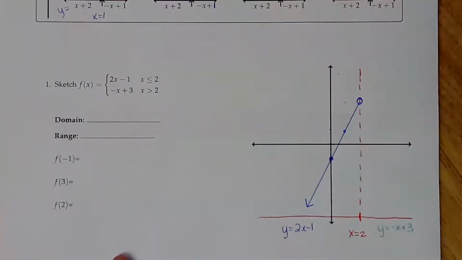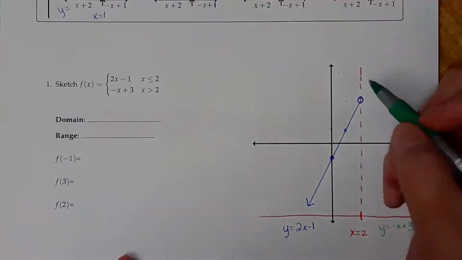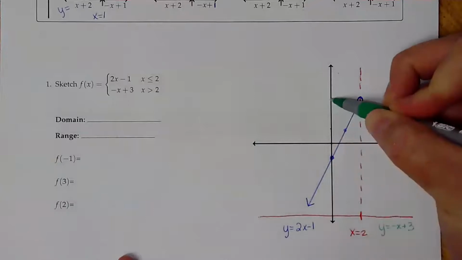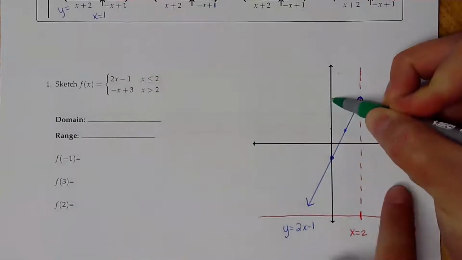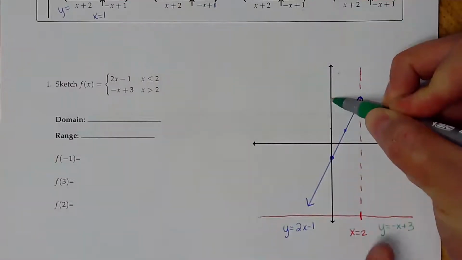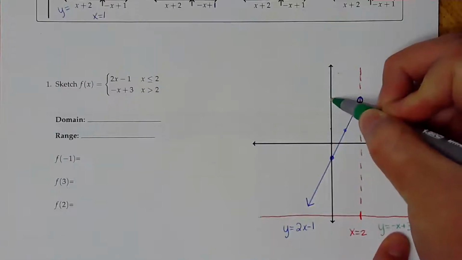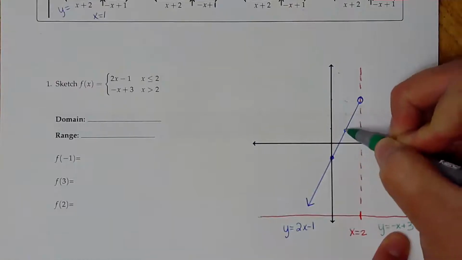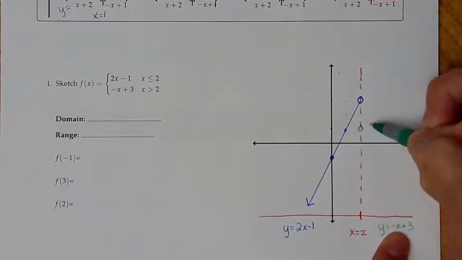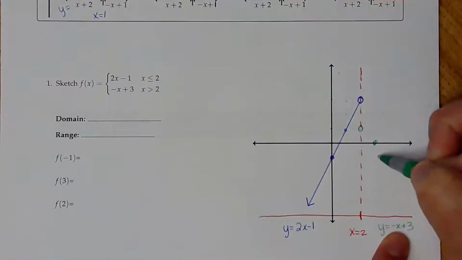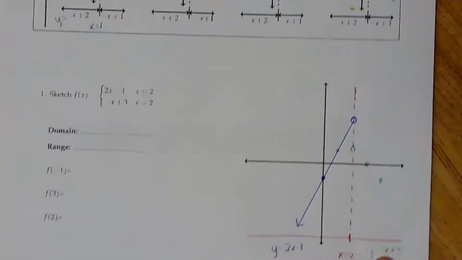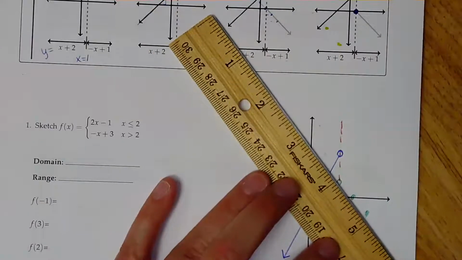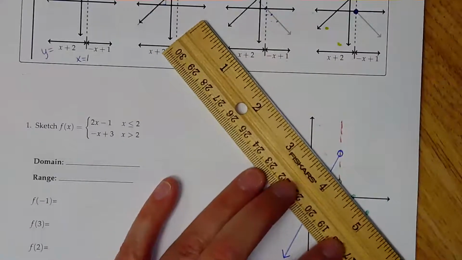And then negative x plus 3. So my y-intercept here is 3. But I'm not going to put a mark down because I'm on the wrong side of the fence. I need to be on this side of the fence. But I'm going to use the slope to get there. So my slope is negative 1. So go down 1 over 1, down 1 over 1, and so on. Okay, so that gives me enough points there to connect and draw that line.